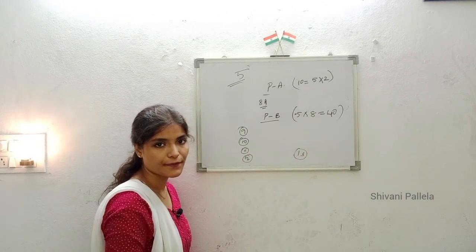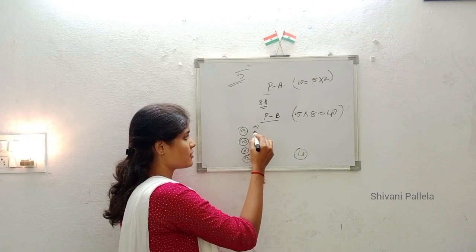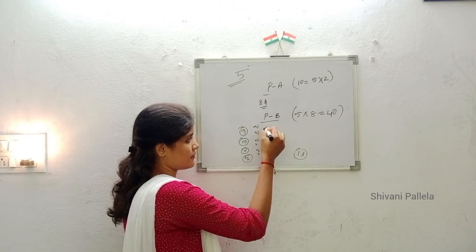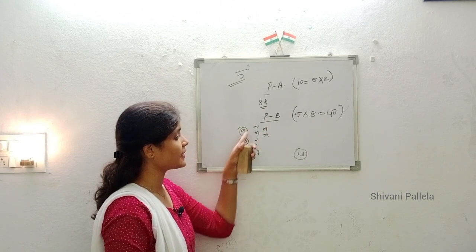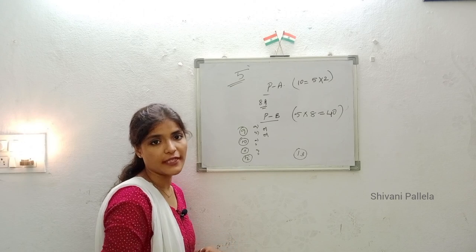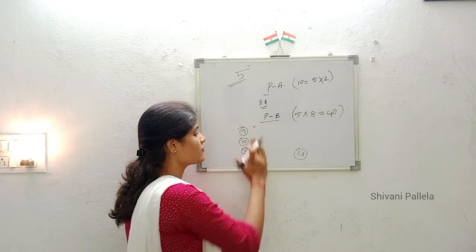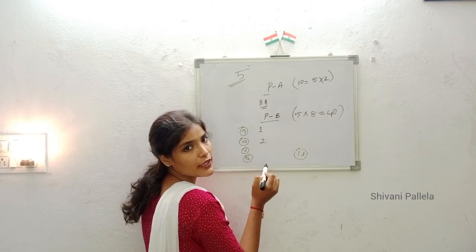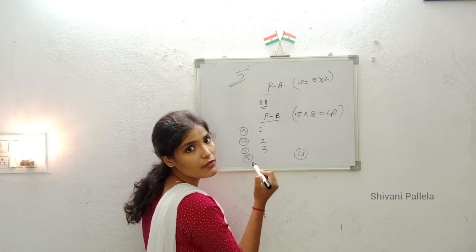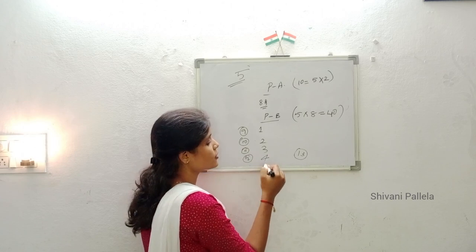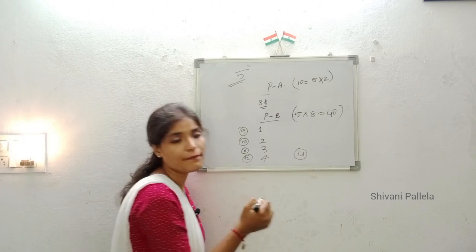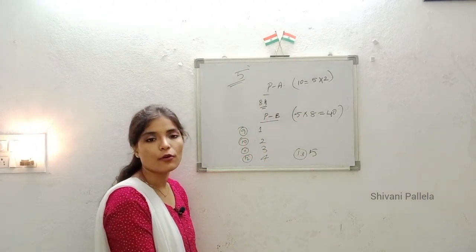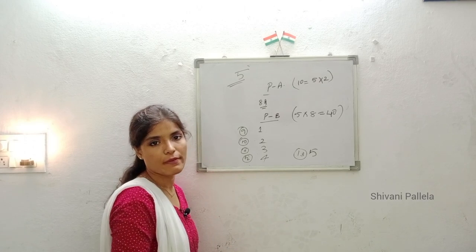There are 5 questions, and in each question you will have an internal choice, A or B, like that. Either in the 9th question you can attempt the A question or the B question. The 9th question will come from the first unit, the 10th question from the second unit, the 11th question from the third unit, the 12th question from the fourth unit, and the 13th question from the fifth unit. So this is the question paper pattern. I hope you all are clear with the question paper pattern, students.